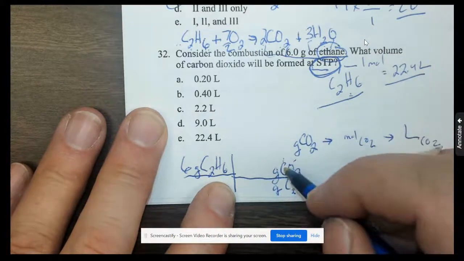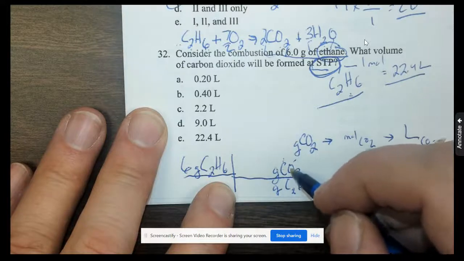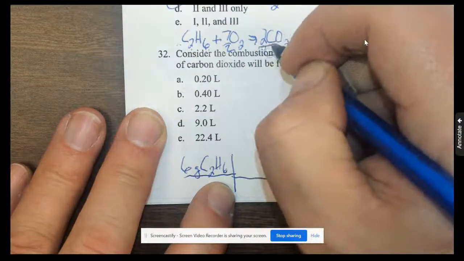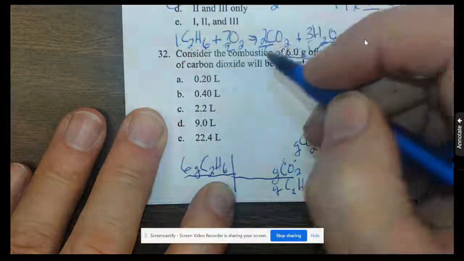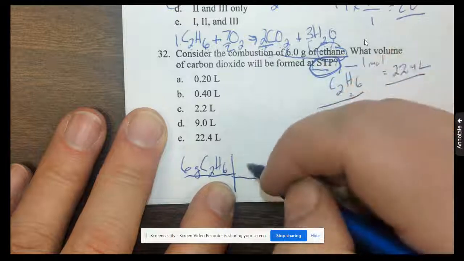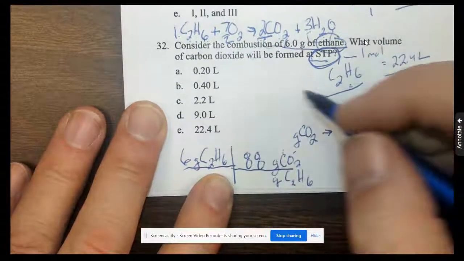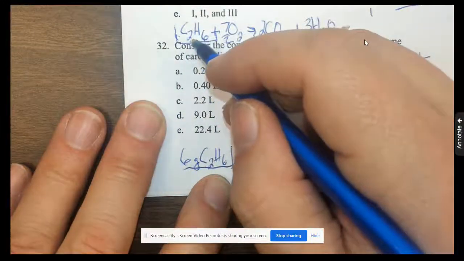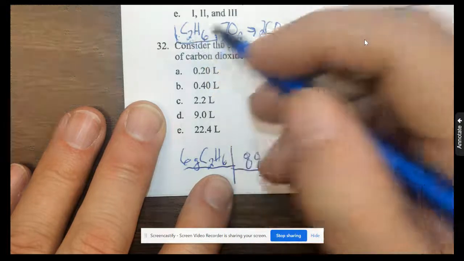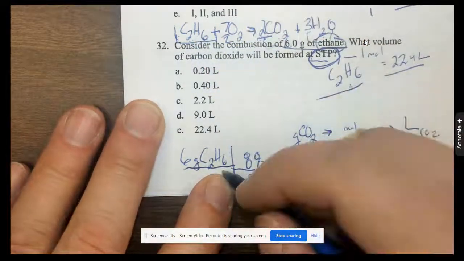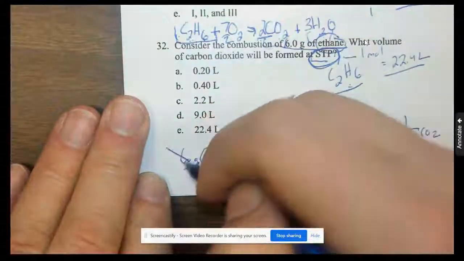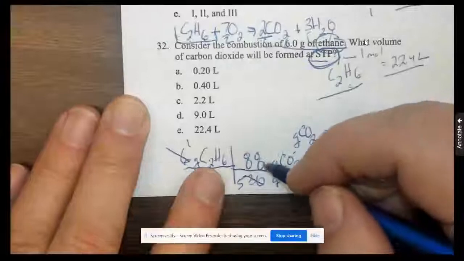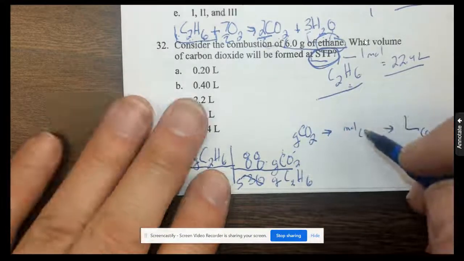Carbon dioxide, carbon's 12, oxygen's 32. With the two of them, 12 and 32 makes 44. But I make 2 carbon dioxides for every one of these, so I'm going to double that 44 and make it 88. Ethane, I just have one of them reacting, so I just need to add everything up. 24 and 6 is 30. Ooh, I like that math. 6 goes into 30 5 times, so this would be 1/5. So what I really got is 88 divided by 5.